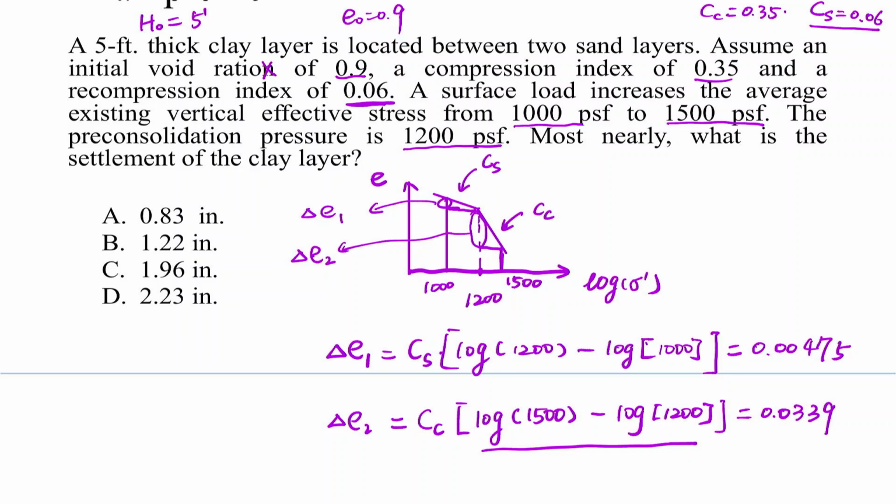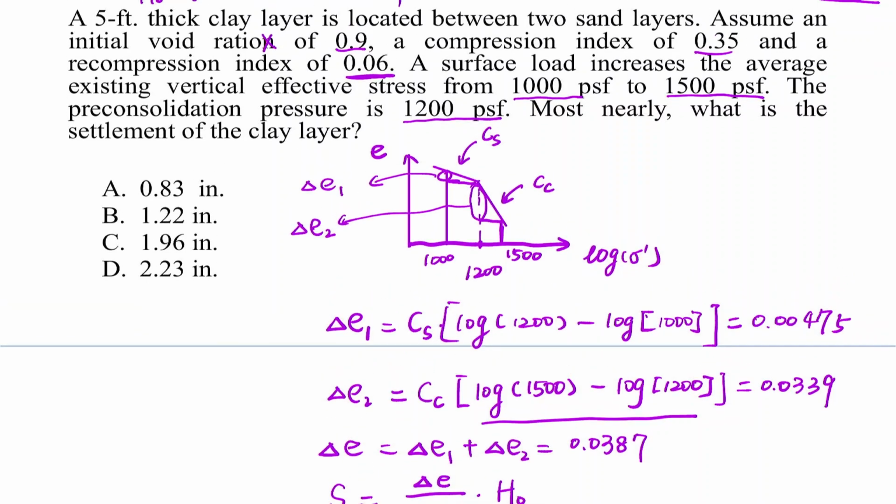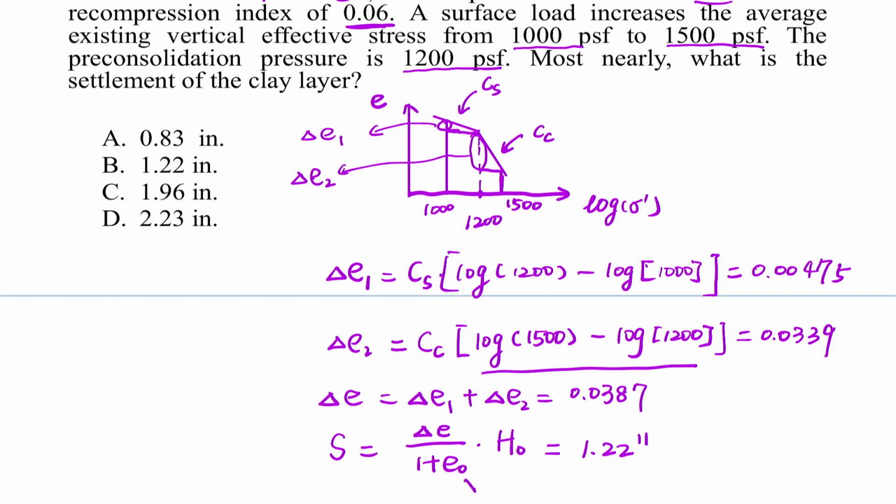So that would give us 0.0339. And the total void ratio change is delta e1 plus delta e2, that is 0.0387. So with the new delta e, calculating settlement is still the same equation: delta e over 1 plus e naught, the initial void ratio, times the thickness of the soil, which is 5 feet. So that would give us 1.22 inches. So again, this is 0.9, this is 5 feet.